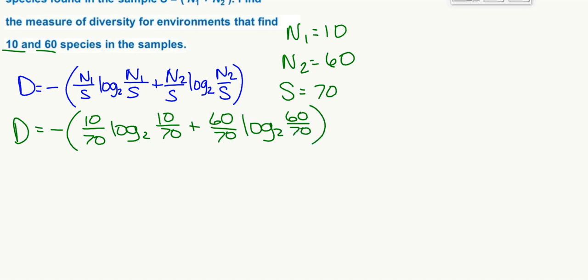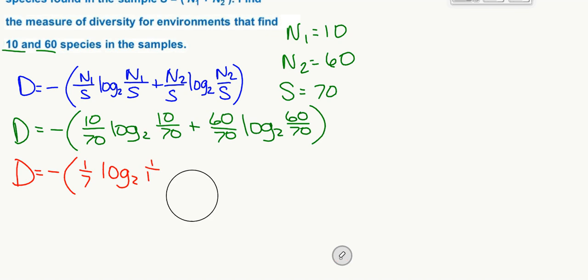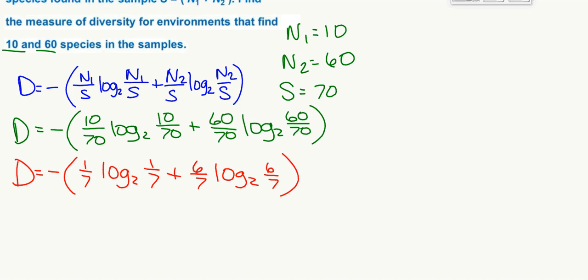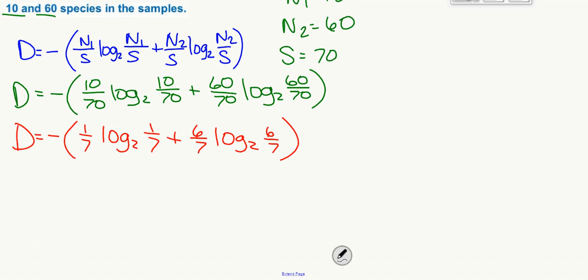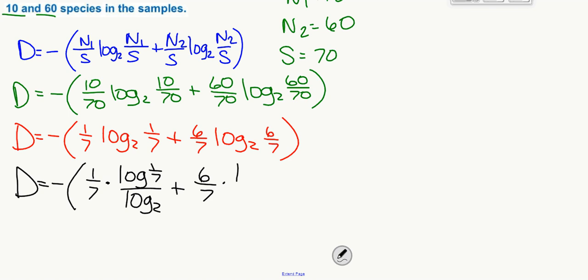So then for this one, I'm just going to do that little reduction again, simplifying. So I've got my negative 1/7 log base 2 of 1/7 plus 6/7 log base 2 of 6/7. And then for this one, I'm going to change the base next. So D equals negative parentheses 1/7 times the log of 1/7 over the log of 2 plus 6/7 times the log of 6/7 over the log of 2. The base 10 logarithm, common logarithm, the log of 2.